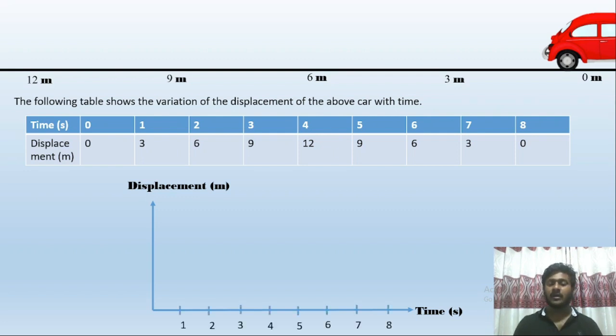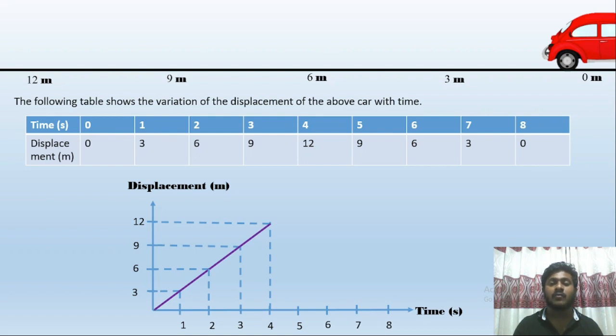So let me draw the graph. First we should mark the axes and then mark the coordinates. Then by joining each coordinate we can draw the graph for the first 4 seconds. That is a uniform velocity. After the 4th second it turns back and moves to the initial position. That means the final displacement becomes 0.